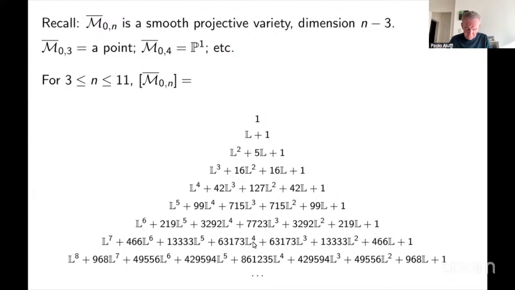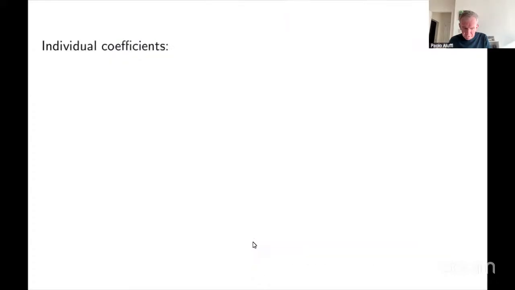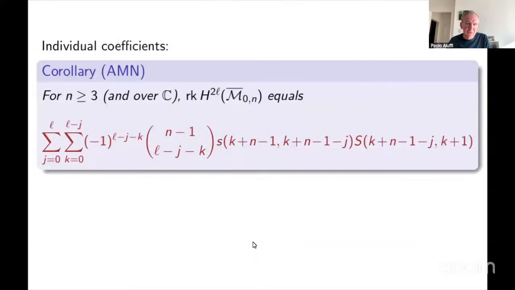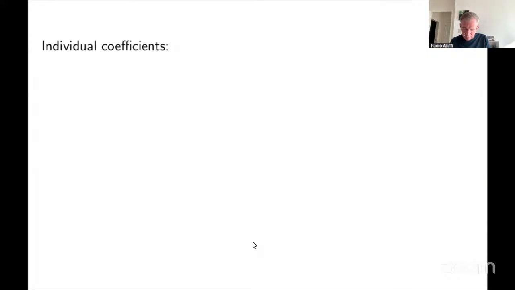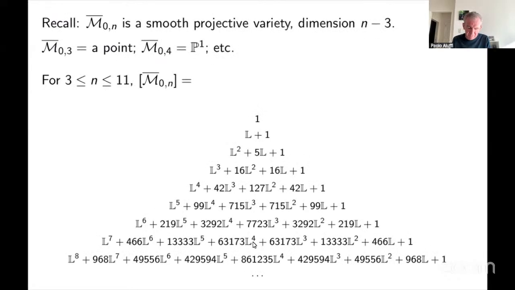There are things about them that should be immediately visible. For example, they are palindromic, right? The coefficient here is the same as the coefficient there. This is not surprising. This has to do with the fact that indeed M0n bar is a smooth projective variety. So the individual coefficients are the Betti numbers. So if you are topologically inclined and you work over C, then the coefficients in this big table we had a moment ago are simply Betti numbers of this nice smooth projective variety.